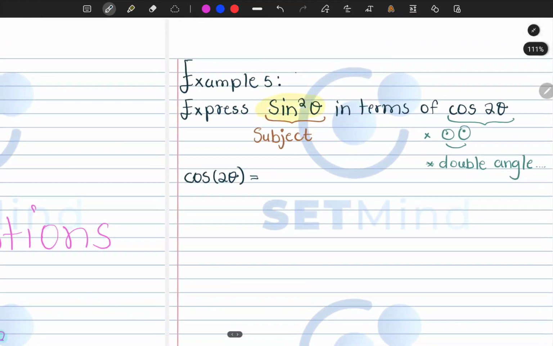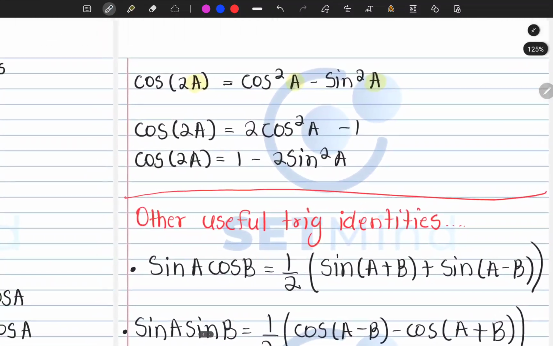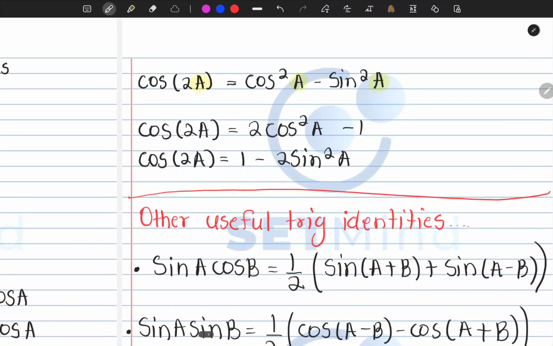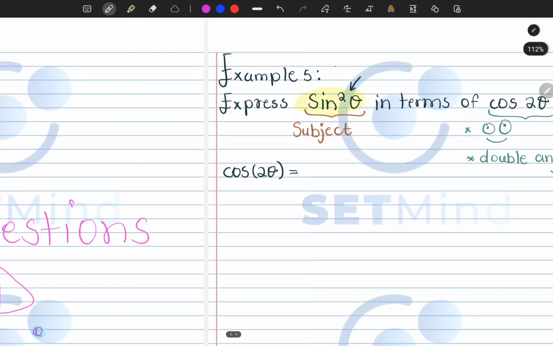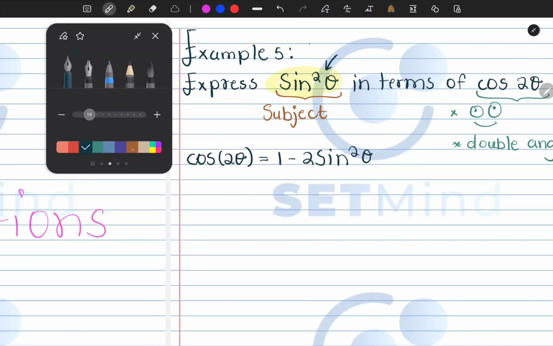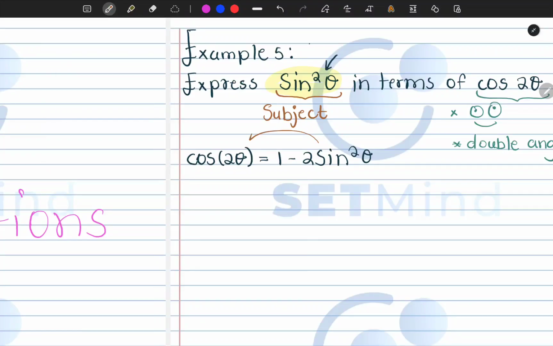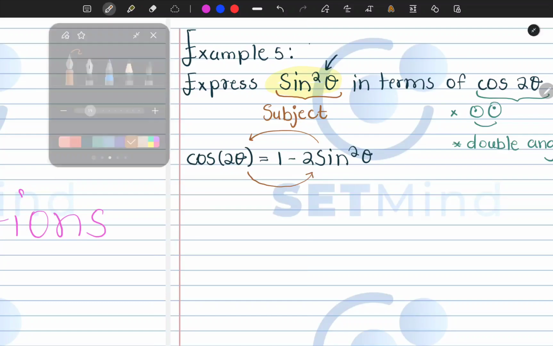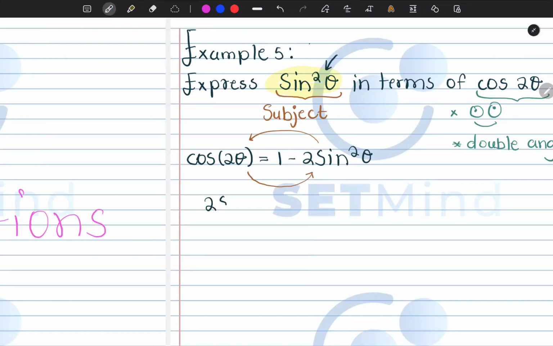But because I can see that they are saying we should express sine squared theta, it means I should choose a form where I can make sine squared theta the subject. So I need to choose the form which is 1 minus 2 sine squared theta, like that. Then I start doing my transposing. I can transpose that to that side and this to that side. If you look carefully at what happens, we have 2 sine squared theta equal to 1 minus cos of 2 theta.